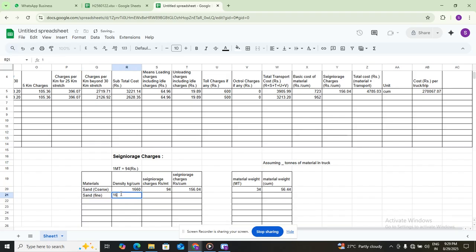Hence we need to change to 1600. We keep it, okay. The price is the same. Consider the distance. What is the capacity of the truck? Maybe I need to keep it as 45 tons. Okay. 72 meter cube. Okay.